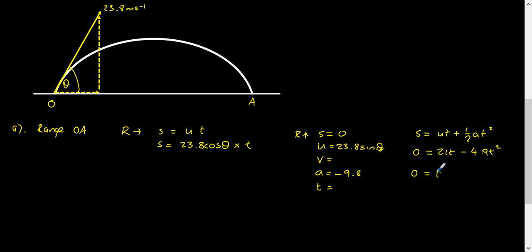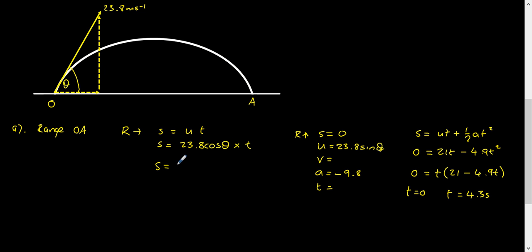So we'll factorize t(21 minus 4.9t). So our two values of t: t equals 0, that's the beginning of the motion, and then t equals 21/4.9, which is 4.3 seconds. I'm going to keep that in my calculator unrounded, and I'm going to take this value of t now and substitute into here.